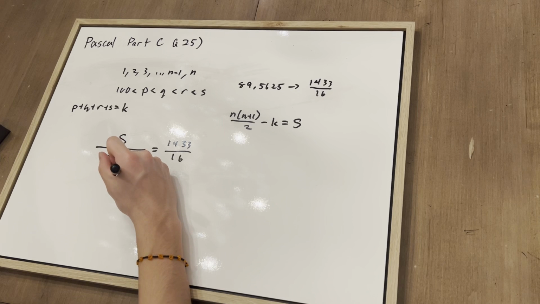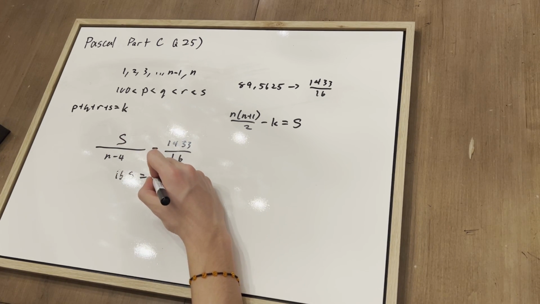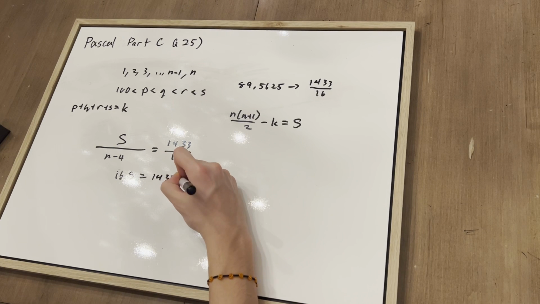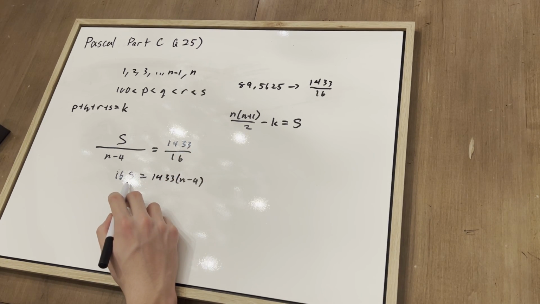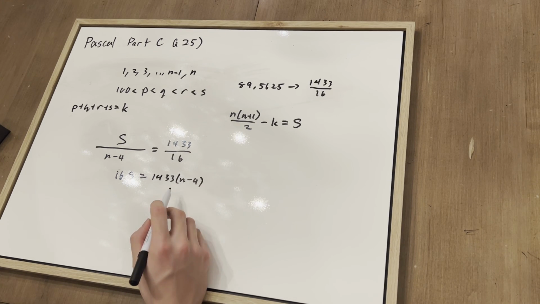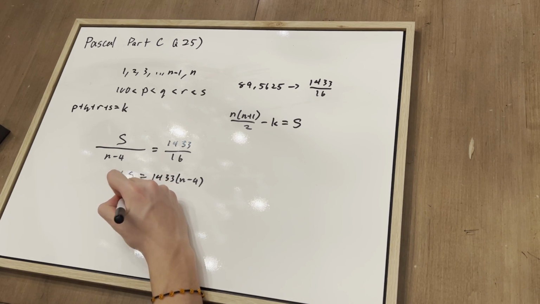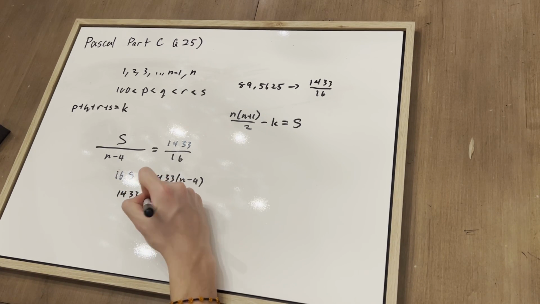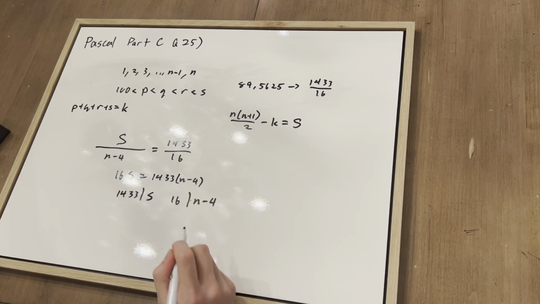We take 16 times s equals 1433 times n minus 4. Since s is a sum of integers, s must also be an integer, and n has to be an integer as well. What we can do then is to say that 1433 has to be a divisor of s, and 16 has to be a divisor of n minus 4.